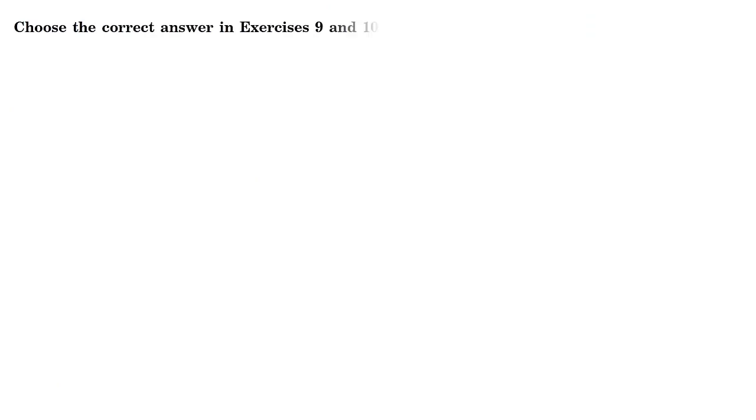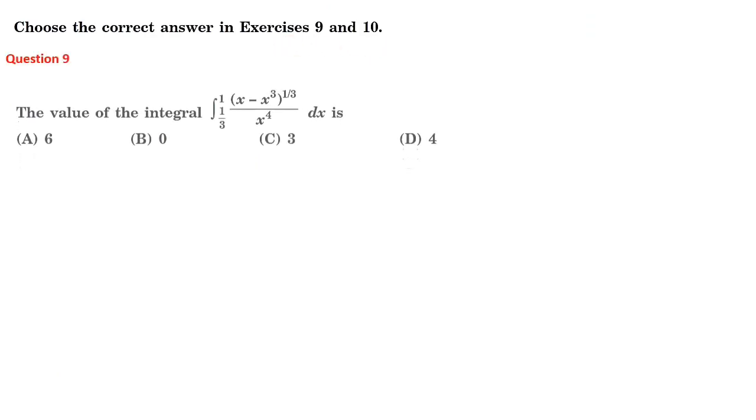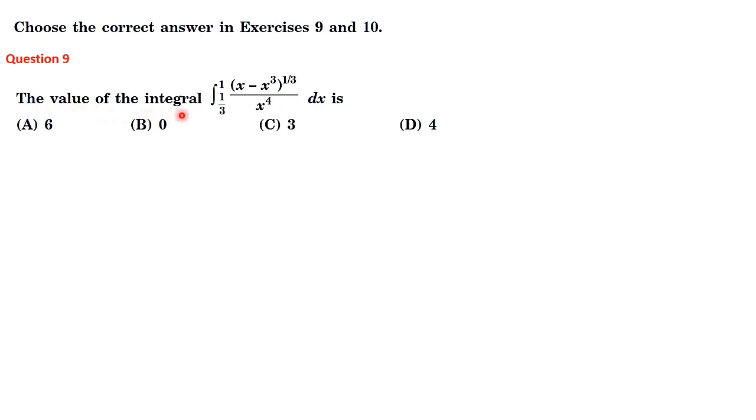Next we shall discuss the 9th question. Both 9 and 10 questions are multiple choice questions. So the 9th question is the value of the integral 1 by 3 to 1 of (x minus x cube) the whole power 1 by 3 by x power 4 dx. There are 4 options: 6, 0, 3 and 4. So you have to choose the correct option, and you have to mark this question and separate it from other questions, because the way we are doing this question is different from other questions from the exercise.